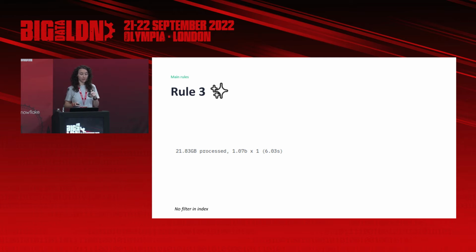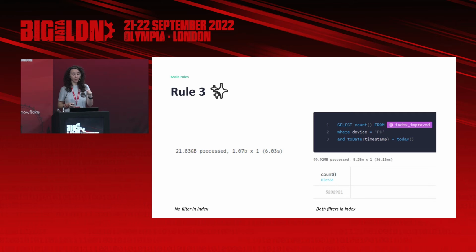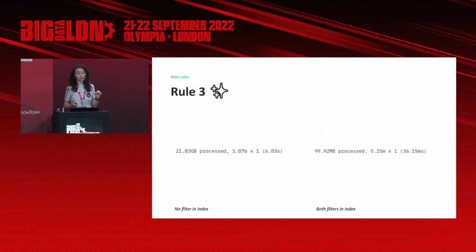Again, and this is taking 6 seconds. However, if you define those columns as indexes, it's reading 99 megabytes, just 5 million rows, and it's taking 36 milliseconds. So the difference is huge. Okay, so it's super important to keep this in mind.